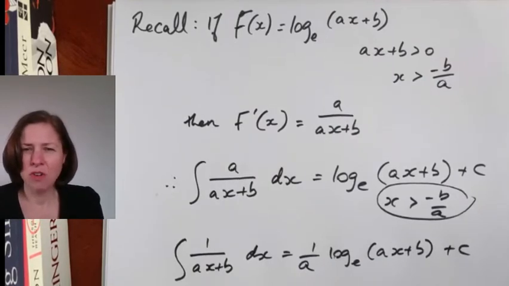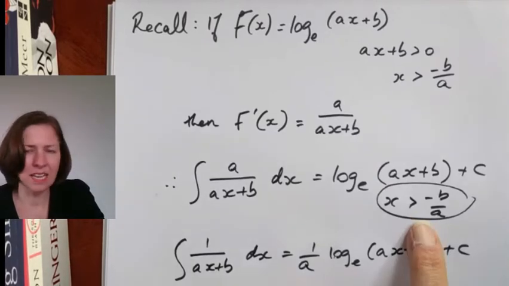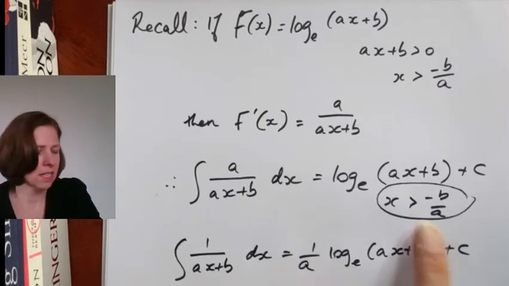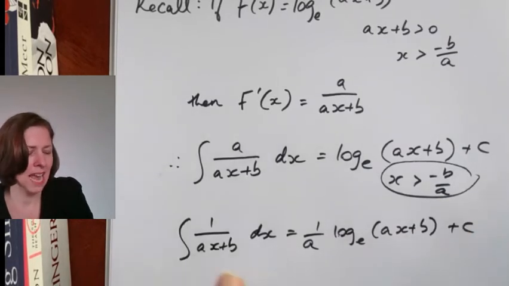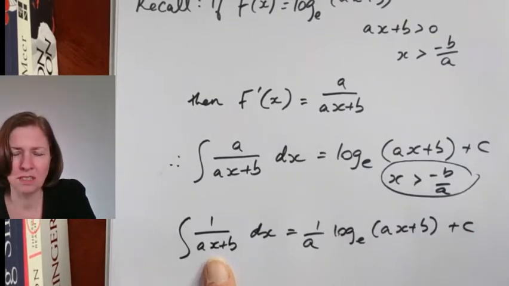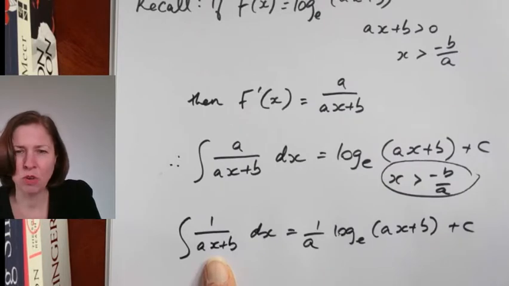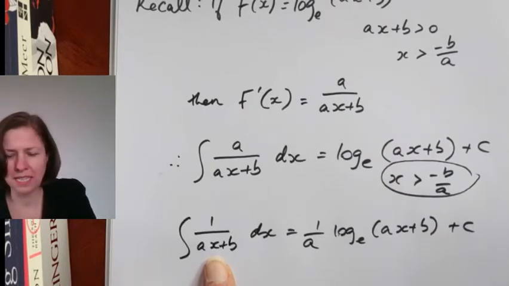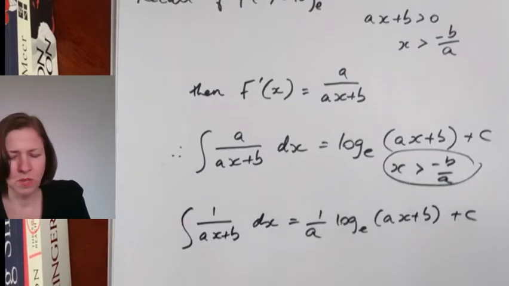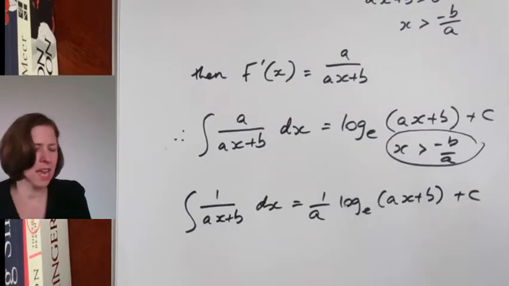So how do I know exactly what happens when x is less than this value? This will also be an asymptote of this graph here, because ax plus b cannot equal 0, because it's a denominator.